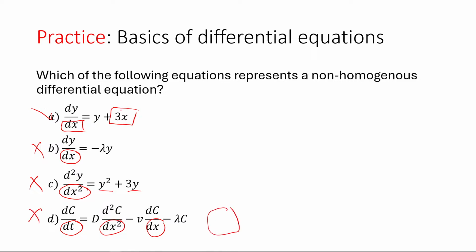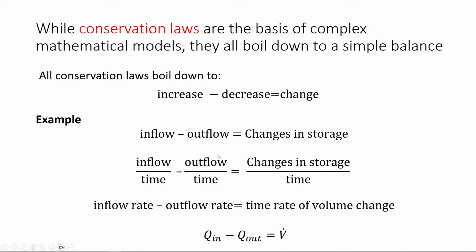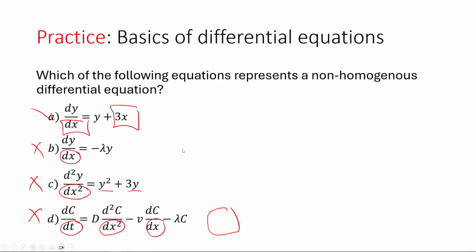So the correct answer is, you look at your independent variable and you see whether you have any forcing term with respect to your independent variable. That's basically how you can know whether this is homogeneous or not. Again, go back to the slides and check the details because there will be some problems in the exam regarding this.